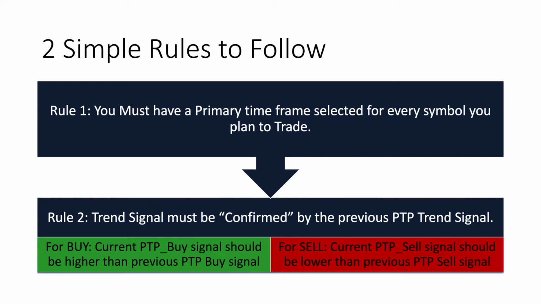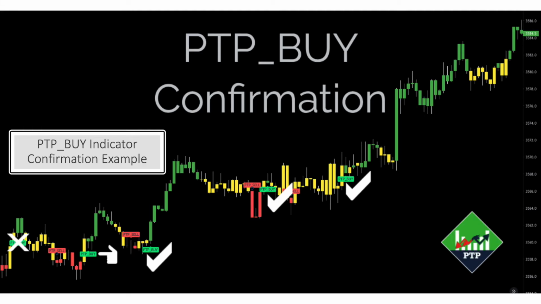Let's take a look at some examples. Here, we have a PTP buy confirmation example. On the chart, we have 5 PTP buy signals, and 3 are confirmed signals that we should be taking.